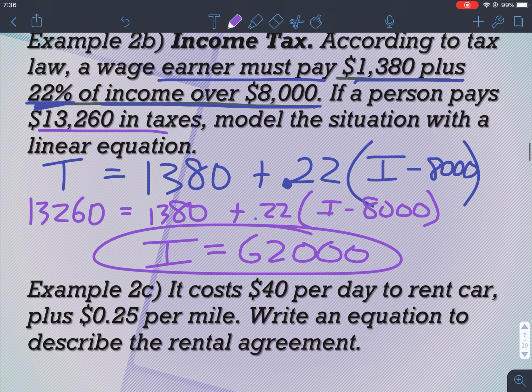The next example, all we're going to do is write out an equation. So if it costs 40 cents per day to rent a car plus 25 cents per mile, write an equation to describe the rental agreement. Again, pause the video, try it on your own, and then we'll go over it.